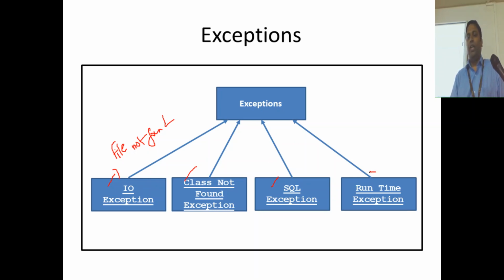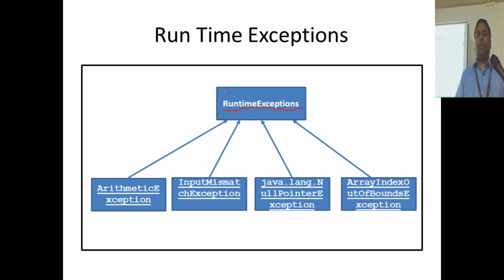And you also have runtime exceptions. What do you mean by runtime exceptions? Anything that happens purely while the program is running. Arithmetic exception is a runtime exception because while the program is running, the user gives the input, the second number is 0, and you get that exception. Input mismatch again happens while the program is running. Null pointer again happens when the program executes. Array index out of bound is also a runtime exception. These are some examples of runtime exceptions.